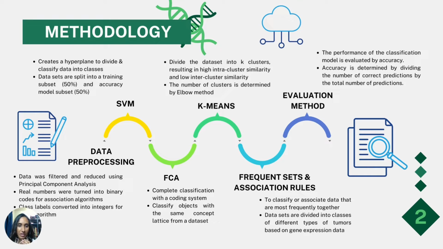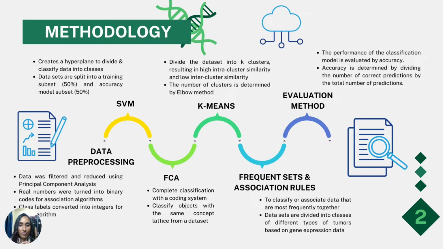The third method is K-means, where the dataset is divided into K clusters, resulting in high intra-cluster similarity and low inter-cluster similarities. The number of clusters is determined by the elbow method. The fourth method is frequency sets and association rules, where it classifies or associates data that most frequently occur together. Data sets are divided into classes of different types of tumor based on gene expression data.